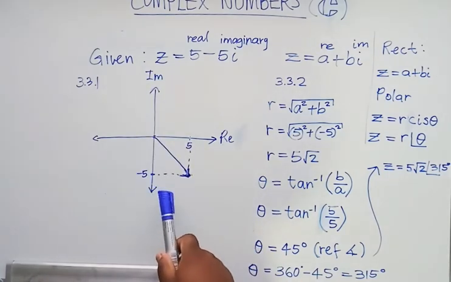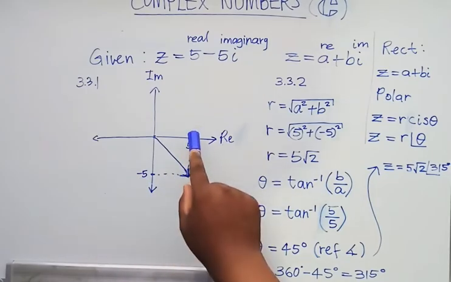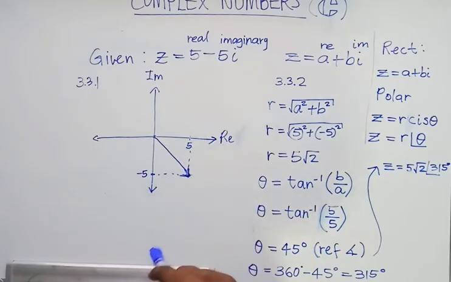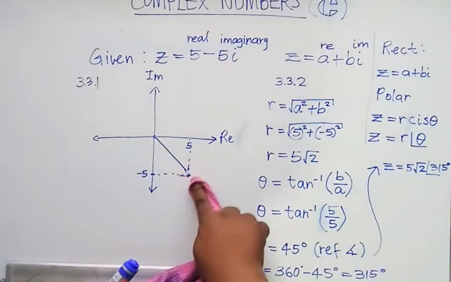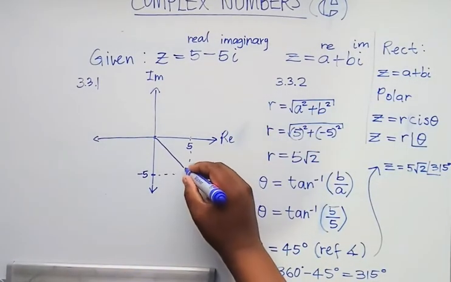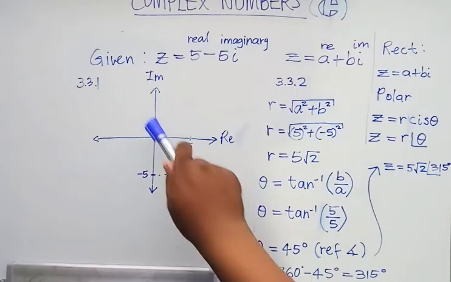And then what is the next step? We simply connect the two coordinates, minus 5 and 5. We get a point there, then we draw our line which represents our complex number. That line must be accompanied by a direction, so this line is actually an arrow. That is our complex number represented on a complex plane. That was the first question.